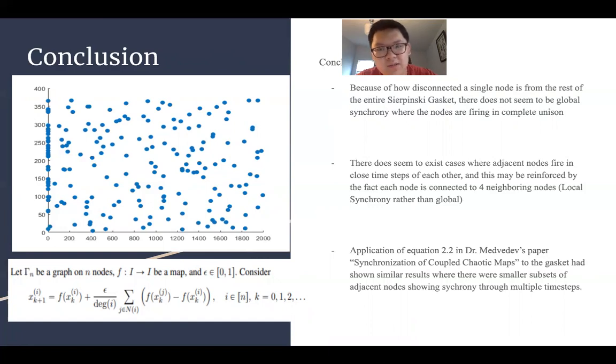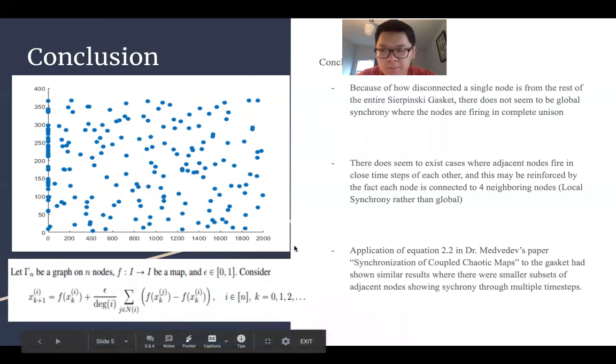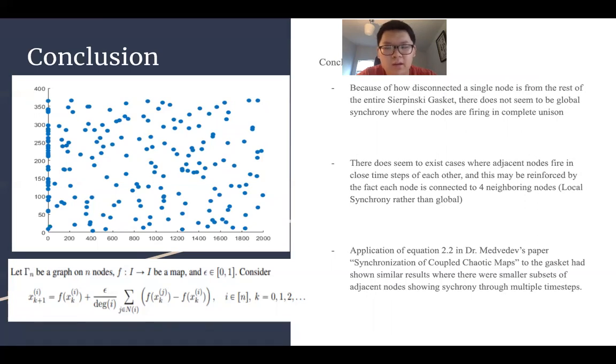Another example of this are the results one would get from applying equation 2.2 in Dr. Medvedev's paper, the synchronization of coupled chaotic maps, shown on the left-hand side of the screen. Here I've also found, after applying this to the gasket, that there were smaller subsets or pockets of adjacent nodes showing synchrony across the fractal. And so these very close pockets of nodes were much more coupled than the entire fractal itself.